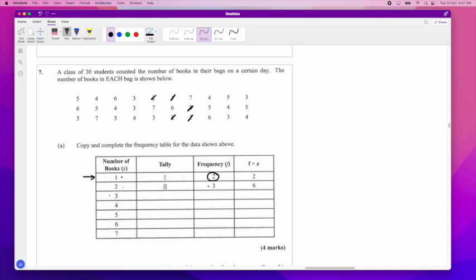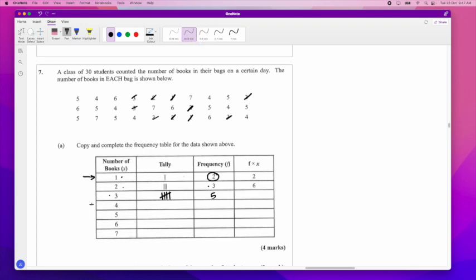And you notice how I'm crossing out the numbers. That's to make sure that I don't count them again. I want to make sure that I can see what's the numbers that I have left. So how many students have 3 books? 1, 2, 3, 4, 5. So we have 5 students. And with a tally, we go 1, 2, 3, 4, and the 5 goes across like that. And then we just write the number here, 5. So that's how we write a tally.